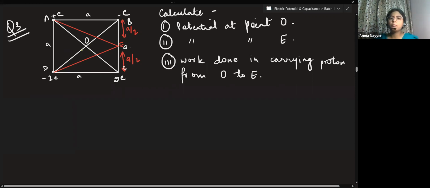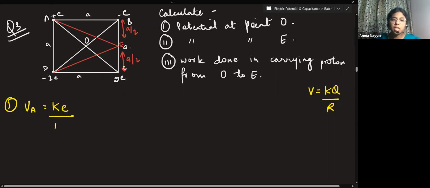See, for finding out the potential at point O, we don't need to consider the direction. So simply we'll be writing for the first part. First, we'll write what is VA. VA means at point O, what is the potential? See, now potential's general formula is KQ by R. K is the constant, Q for A point is E, R is this separation AO. Then VB.